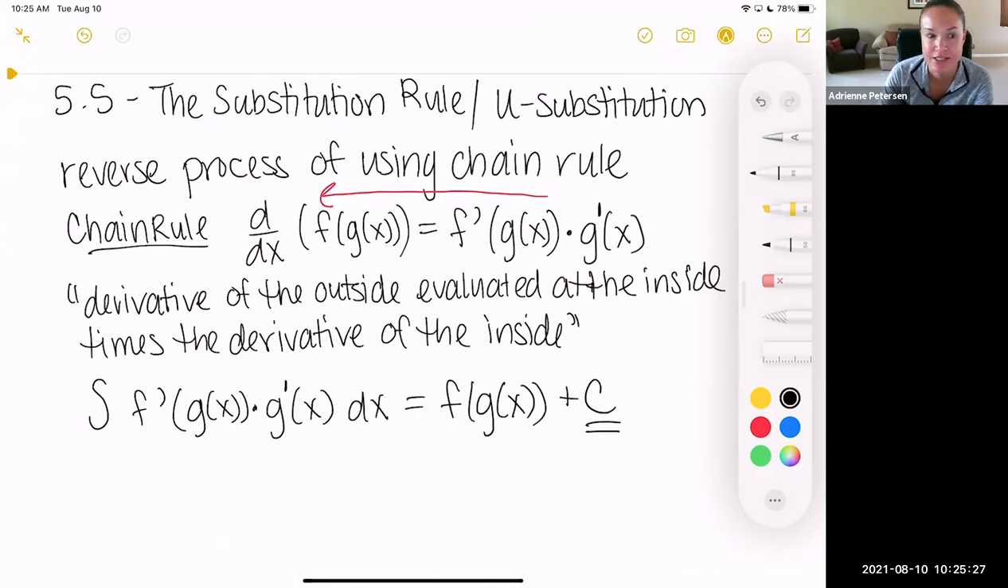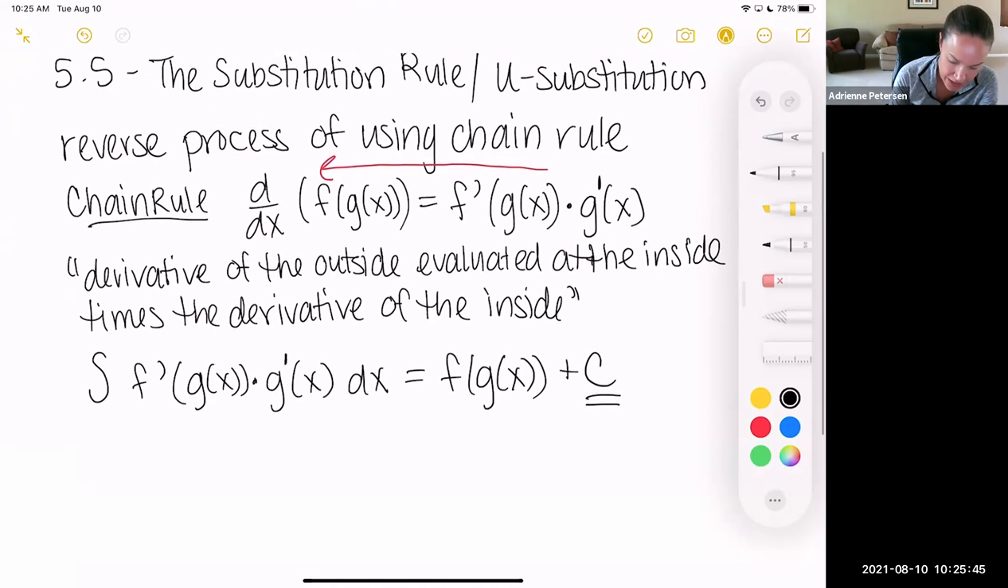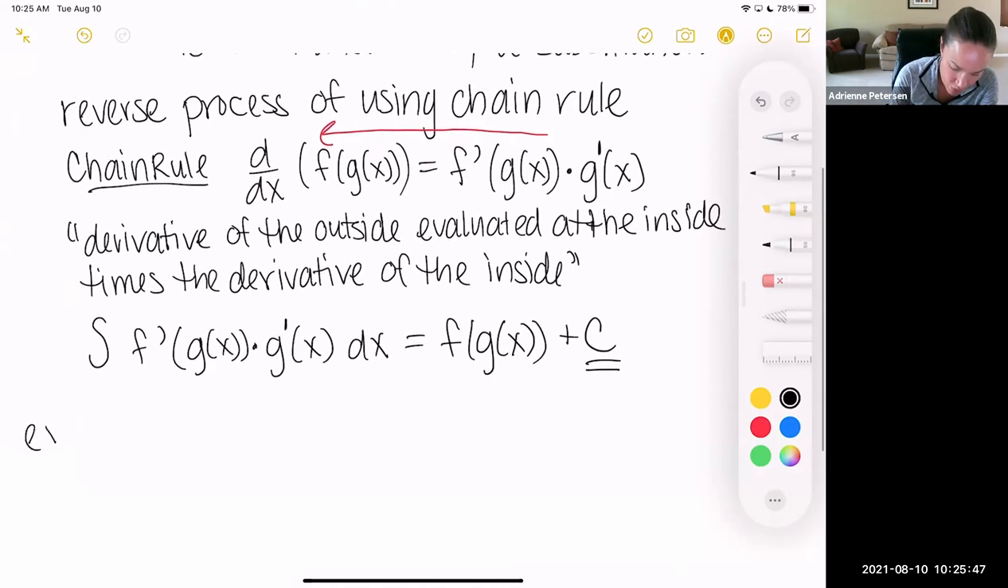Okay, so the challenge is that sometimes we might not see that f prime of g of x times g prime of x exactly. And so sometimes we might have to algebraically manipulate what's inside the integral to get that exact expression so that we can apply this chain rule in reverse. First I'll show you a really easy example of something that works out perfectly. For example, if we have the integral of cosine of x cubed times 3x squared dx.